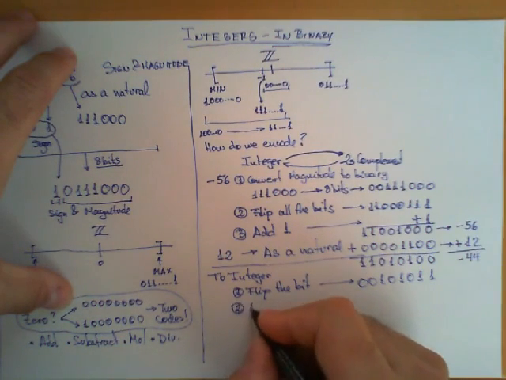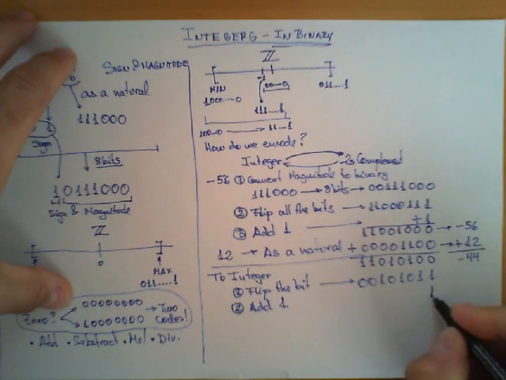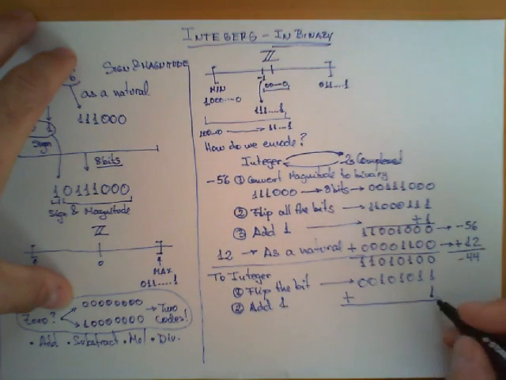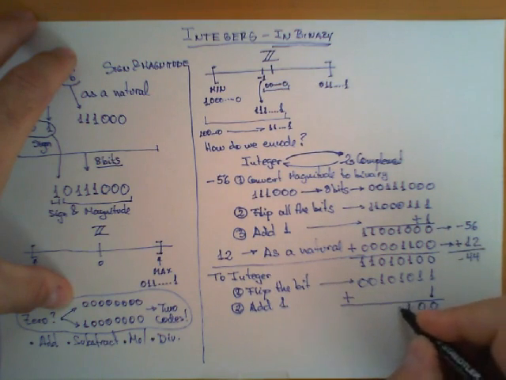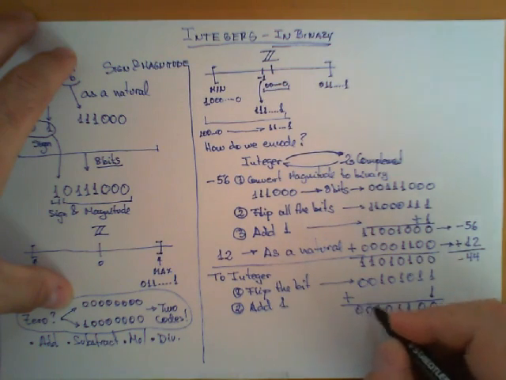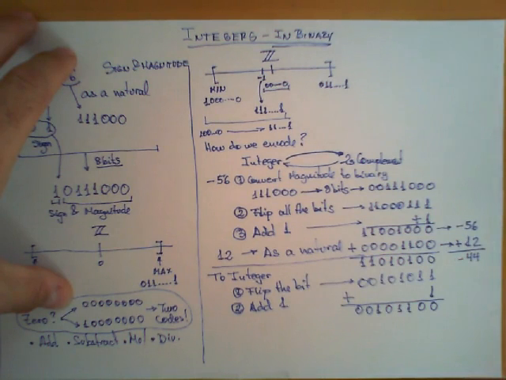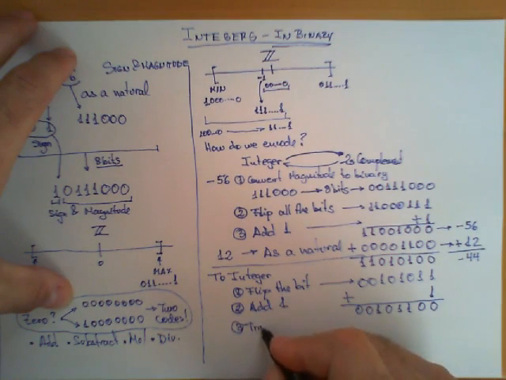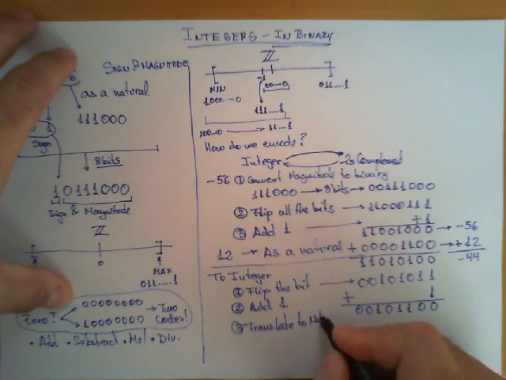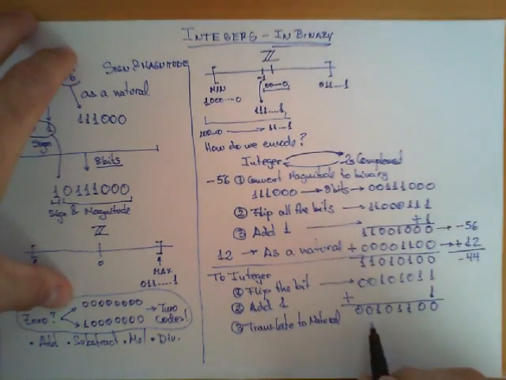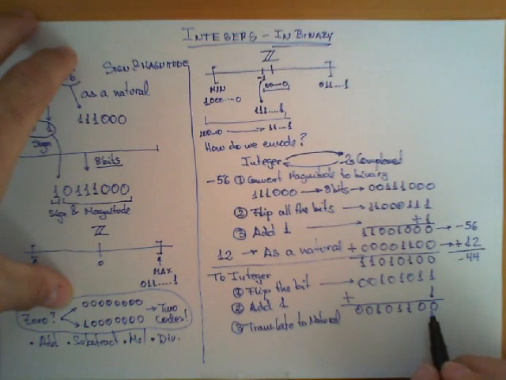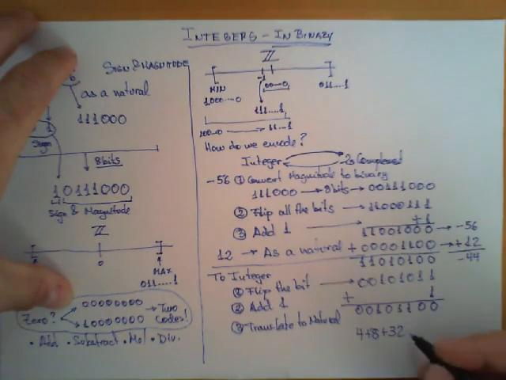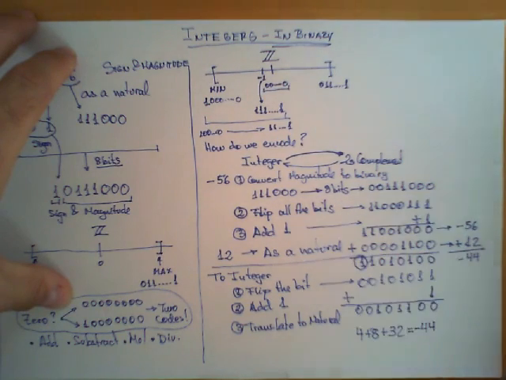Step number 2, you add 1. So we put a 1 here and perform this addition: 1 and 1 is 0, 1 and 1 is 0, 1, 1, 0, 1, 0, 0. And now step number 3 is translate to natural. This is the bit with weight 2 to the 0, so this is 1, 2, 4, so it'll be 4 plus 8, 16 is 0, we don't add that, 32, 0 and 0. Therefore, this number is 32 plus 8 plus 4, 44. But we started with a negative number, therefore, my result is minus 44.